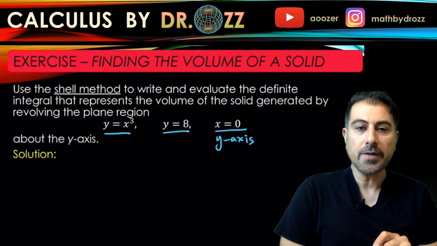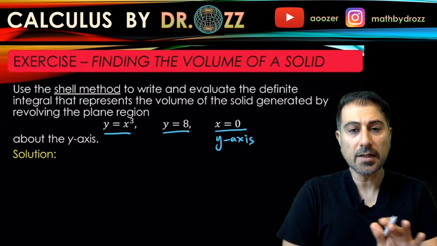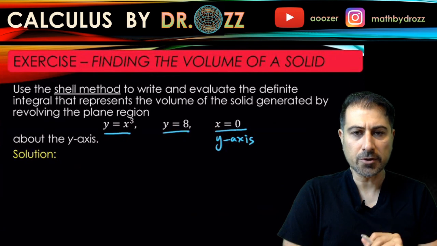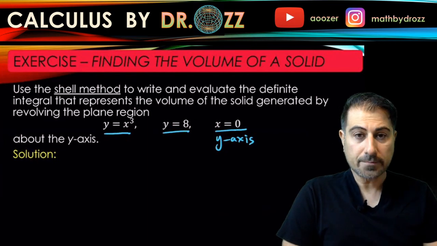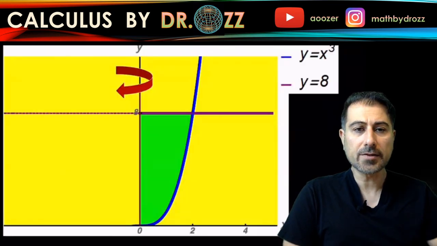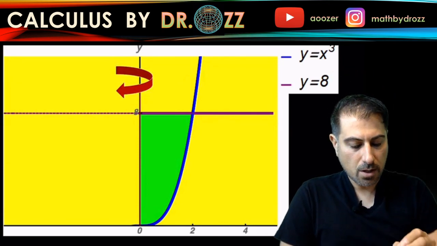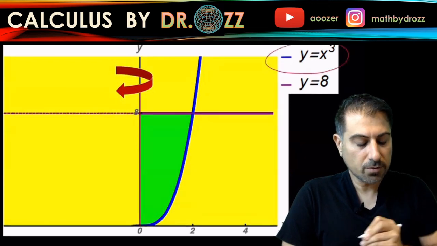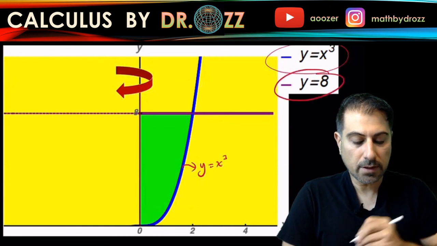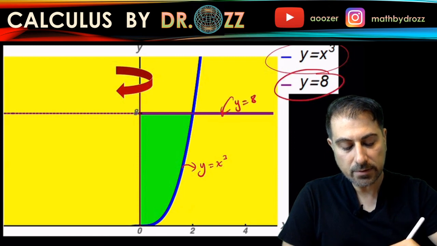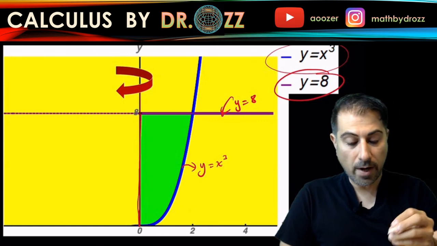Well, first of all, if you have your graphing calculator with you, why don't we go ahead and graph the region. You can pause the video anytime you want, and you can just finish graphing. Now let me just show you what I got here. I have y equals x cubed right here, the blue curve. And I have y equals 8, the purple horizontal line, and the y-axis is right here. So we're talking about this green region to be revolved around the y-axis.